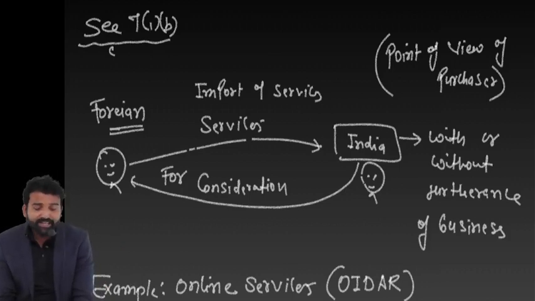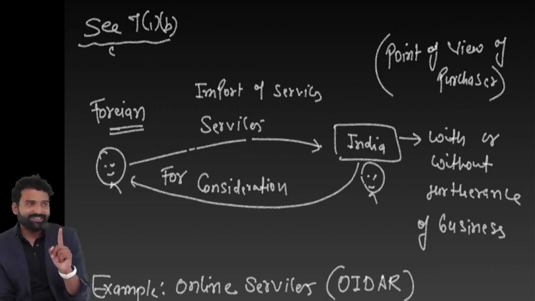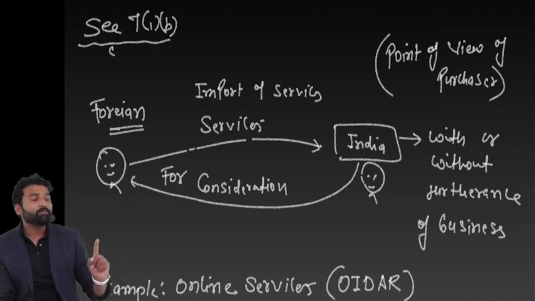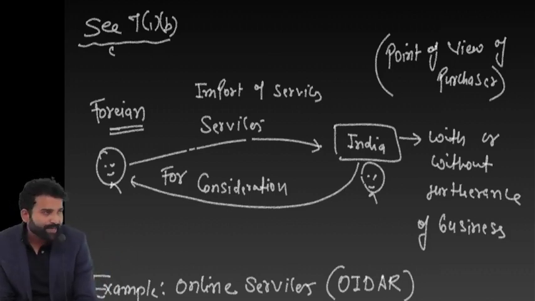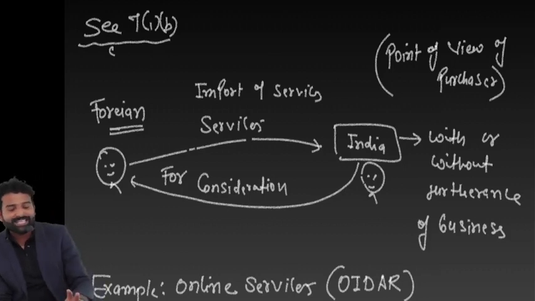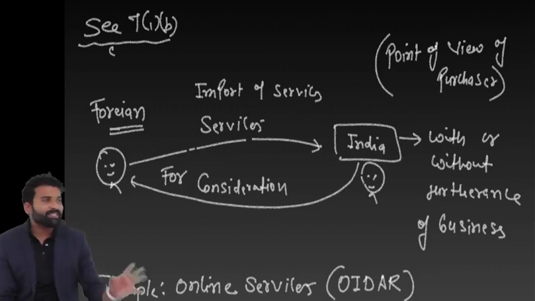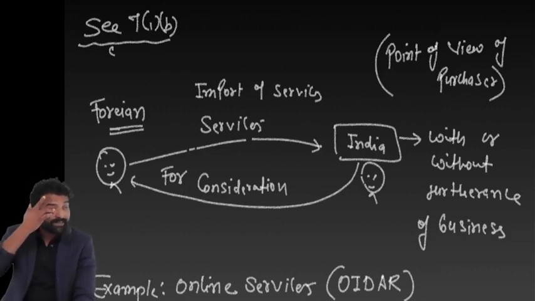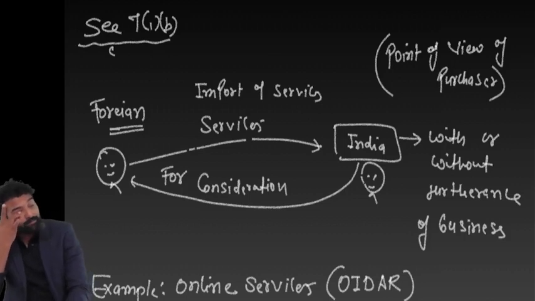So what is the difference between 71A and 71B? Only one difference. In 71A, there is one more important condition: that was business. 71B says if I am importing something, I have to pay GST whether I am importing it for business or for non-business purposes. So that is very important, and that is the difference between 71A and 71B.